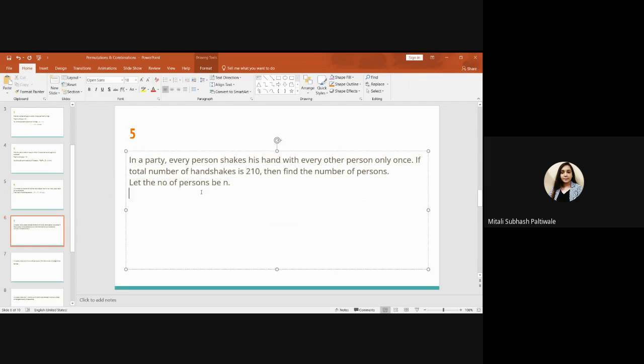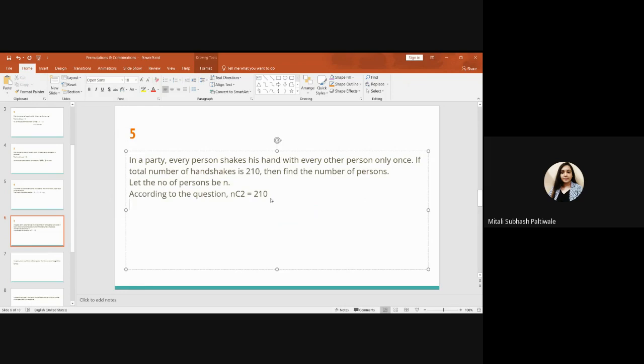Here I'll just put something like, according to the question, this will become nC2. Now this is, of course, subscript. nC2 will be equal to 210. Now here, let's move a little more ahead and look at this.